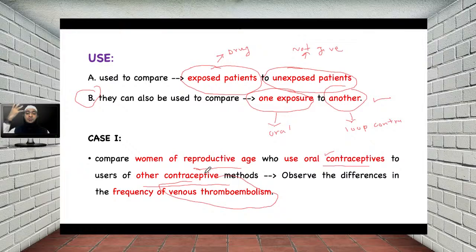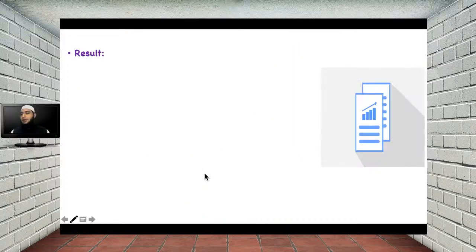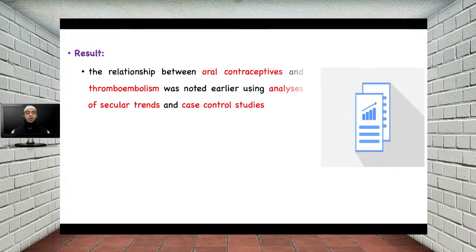The assumption that you framed in the first type of design, the case report, then studied in the case control study and analysis of secular trend, you are now going to confirm in the cohort study. So you have multiple options in the case of the cohort study. So this is the use. Let's see the result of this. What could be the result?